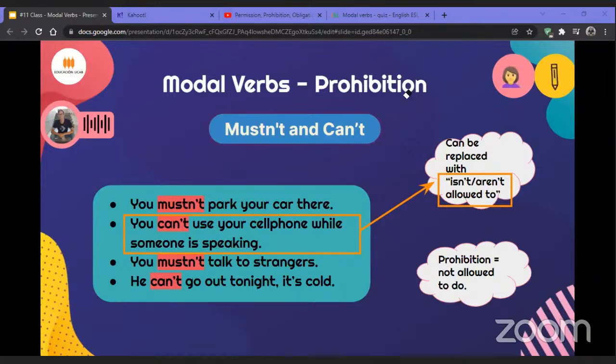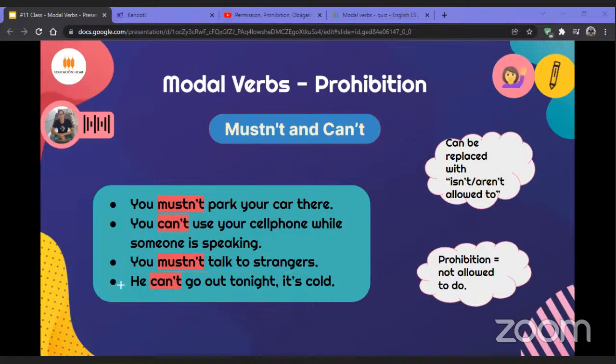Any questions in here? I'm seeing the chat if you have something. Let's see. I think Leticia or Luciana. Let's begin with Miss Indira in the first one, please. You mustn't park your car there. Okay. I like the pronunciation. Very good. Let's go with Leticia. You mustn't talk to strangers. Very good. You mustn't talk to strangers.